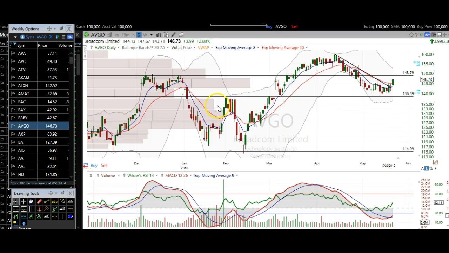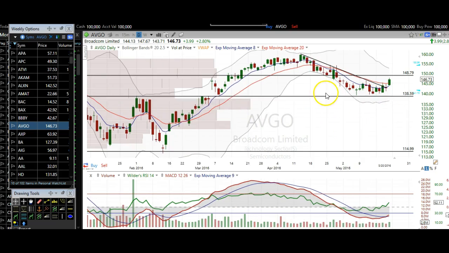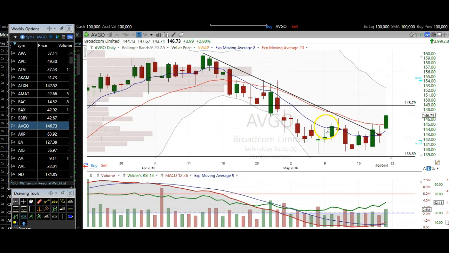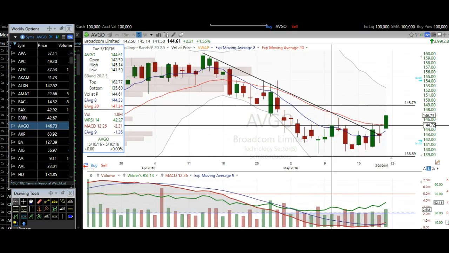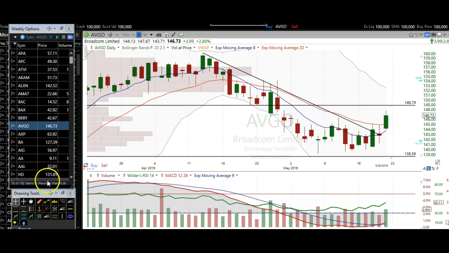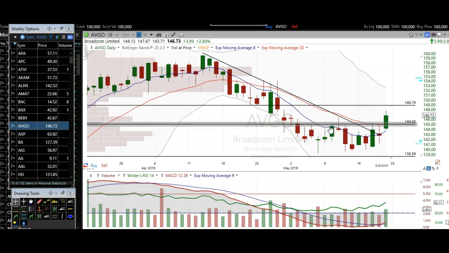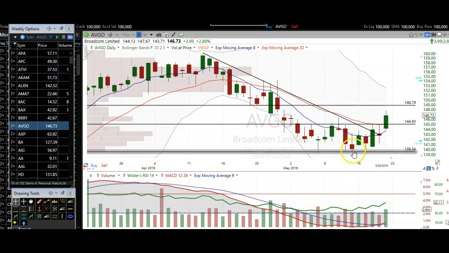Next, I want to cover AVGO. AVGO, nice basing level here at about 139, 140, and we broke over this downtrend line right here, and we broke over this resistance as well. Okay, so it was trading kind of in a box right here. I'm just going to draw it so you can see it. Okay, so we traded kind of in a box right here, and there we go. That's a better level right there.